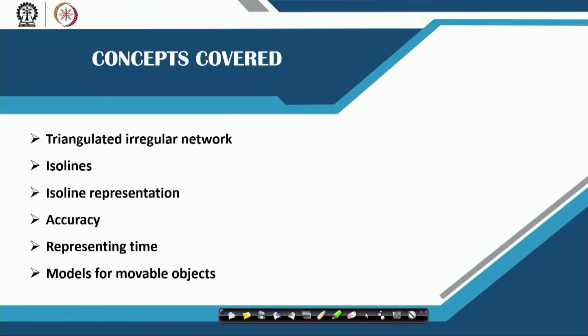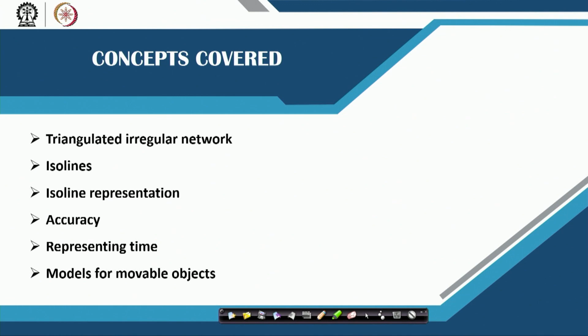Then finally, there is something we have to understand, which is representing time. When we are doing a temporal analysis, we have to represent time. How do we represent time? Is there a way to understand and represent time? That is also something we will look at in these slides.